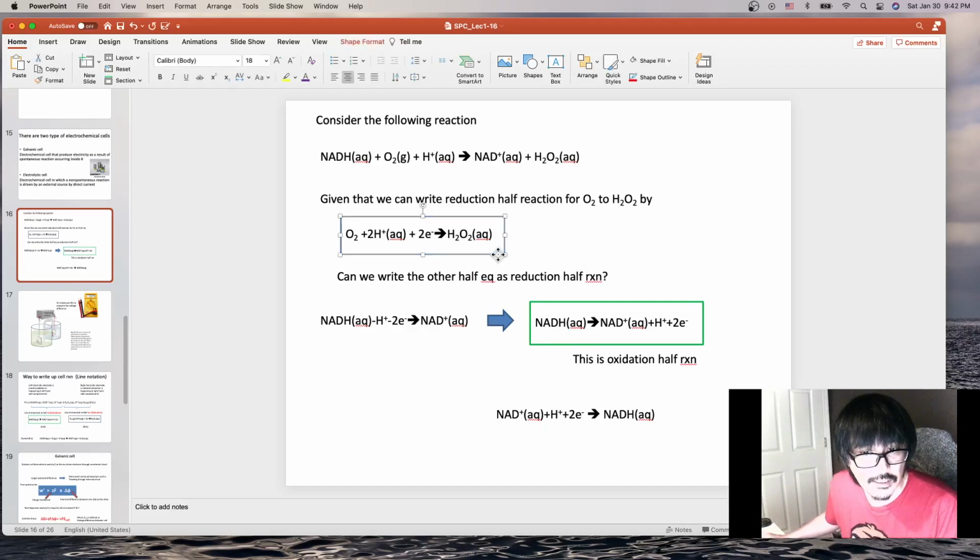And this one right here, the oxygen starts out with oxidation number of 0, but oxygen inside of the peroxide is -1, right? So that's reduced, so it's a reduction, right? And then for this one right here, NADH, the 0 charge becoming the +1, so it's the oxidation half reaction here.